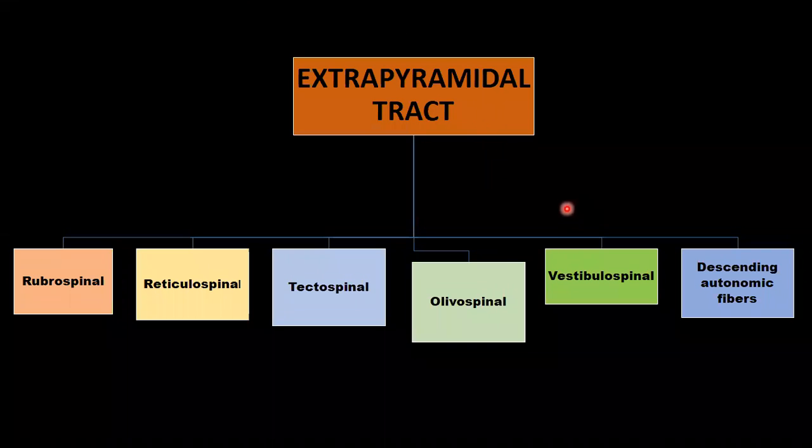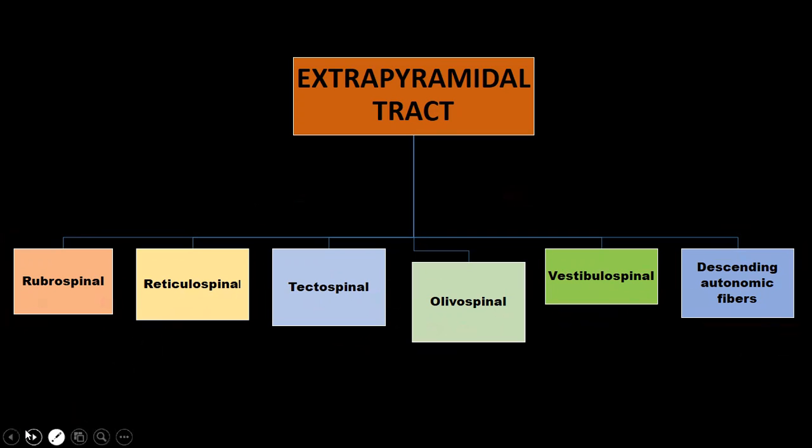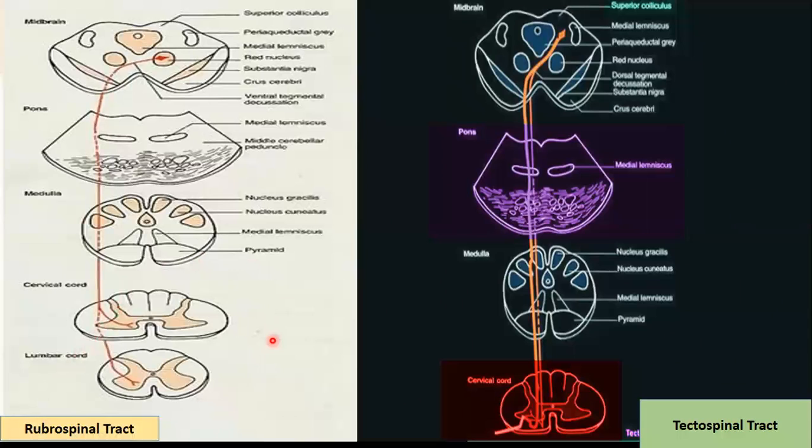Moving forward, the extrapyramidal tract. The extrapyramidal tract is one of the old motor systems; it develops earlier and starts before birth. So it is one of the most important tracts. The types I have mentioned here are rubrospinal, reticulospinal, tecto, olivo, vestibulo, and descending autonomic fibers. But among these, five are important. So moving forward to the pathways of each and every one.